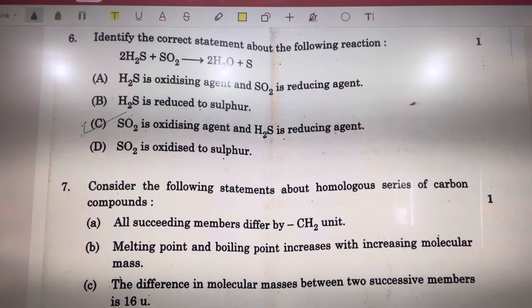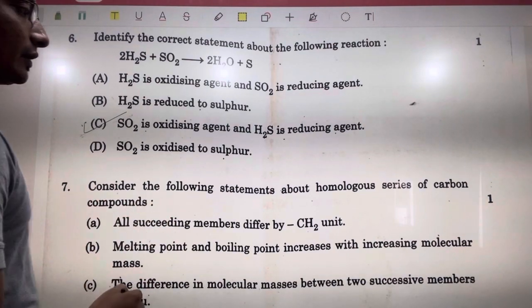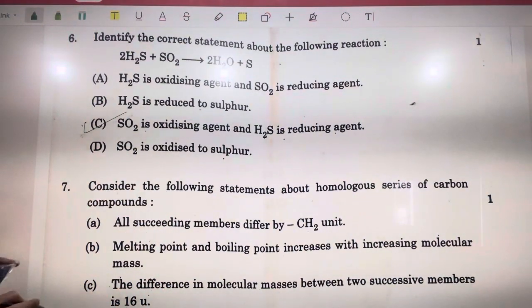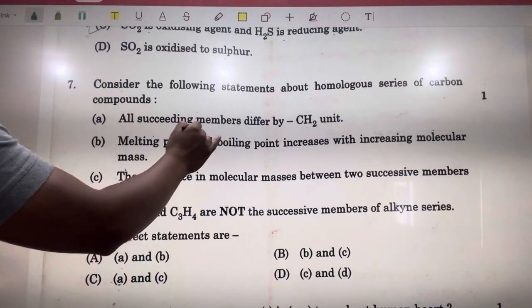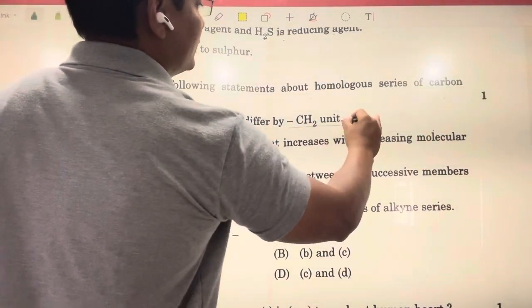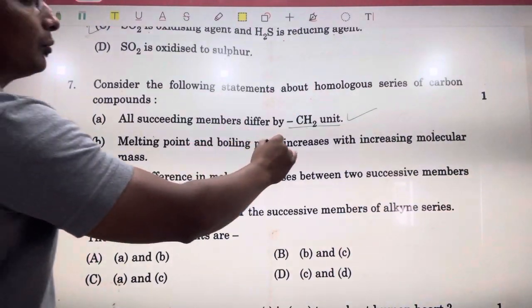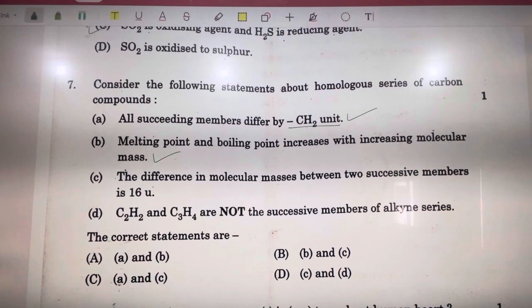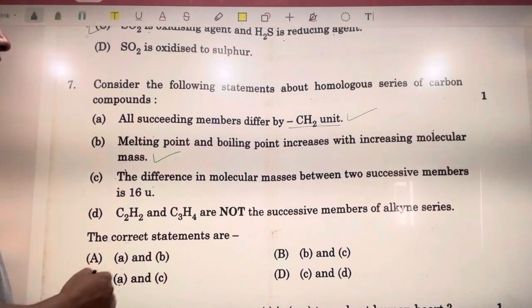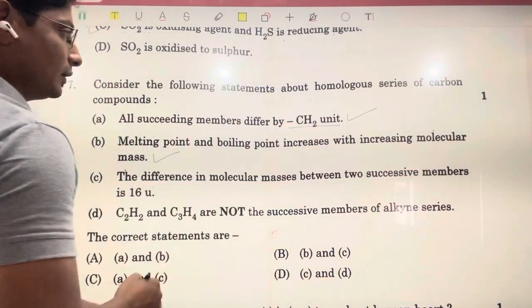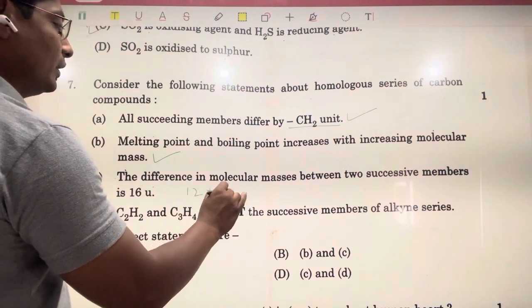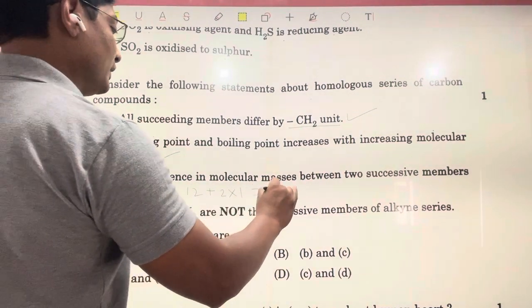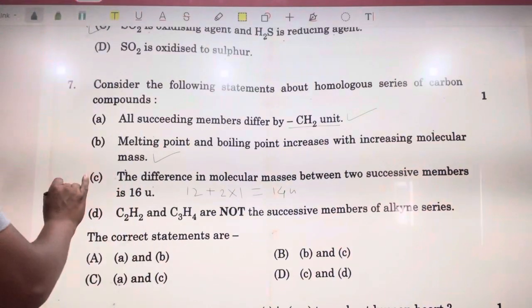Fine. So then consider the following statement about the homologous series of carbon compounds. All succeeding members differ by CH2, so this is correct. Then melting point and boiling point increase with increase in molecular mass, that is also correct. Then the difference in the molecular masses between two successive members is 16 u. No, it is not 16 u. It is going to be 12 plus 2 into 1, which is 14 u. So therefore this is not correct.